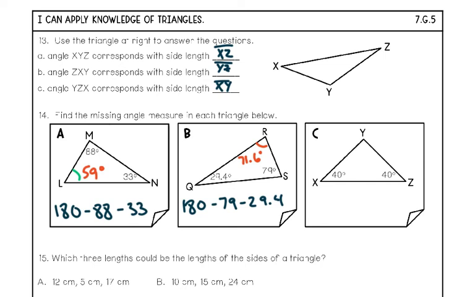Let's look at C. Same strategy, but I can do this one even a little bit quicker in my head because I know that 40 plus 40 is 80 right there. And I know it needs to add up to be 180, which means that this angle can only be 100 degrees, which makes this an isosceles triangle.